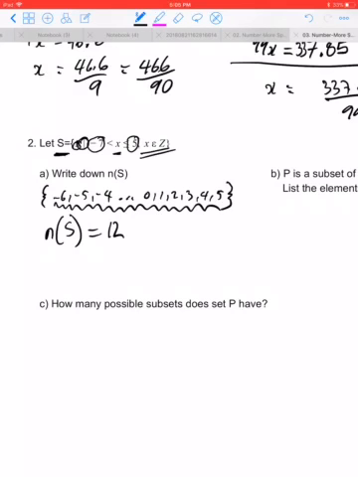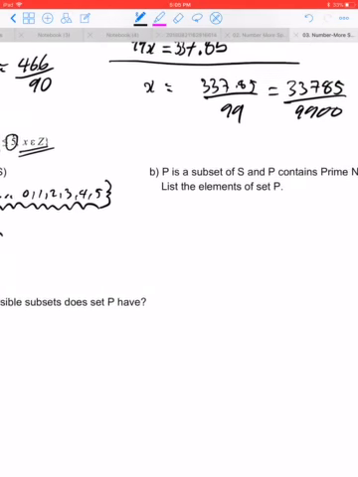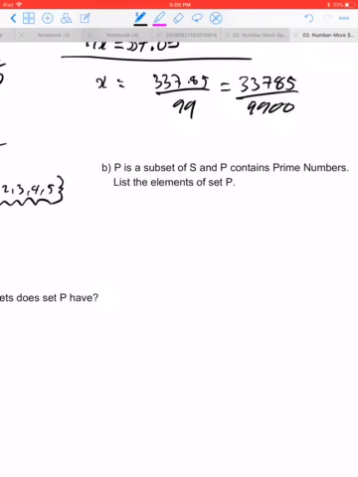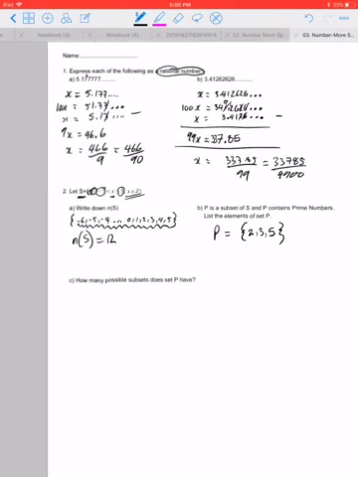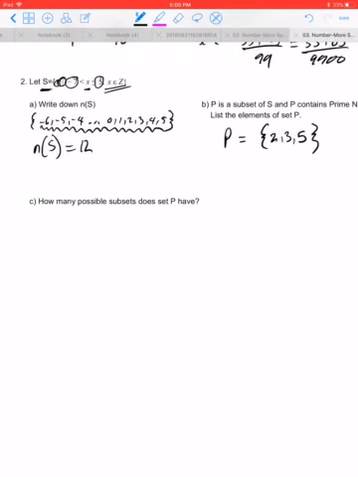So a subset is a group of any elements taken from the original. So P is a subset of S, and P contains prime numbers. So list, look, P is equal to only the prime numbers, and look, 2 is a prime number. 1 is not a prime number. A prime number has exactly 2 factors. 1 has only 1 factor. Okay, so 2, 3, 5. And now let's have a little look here.